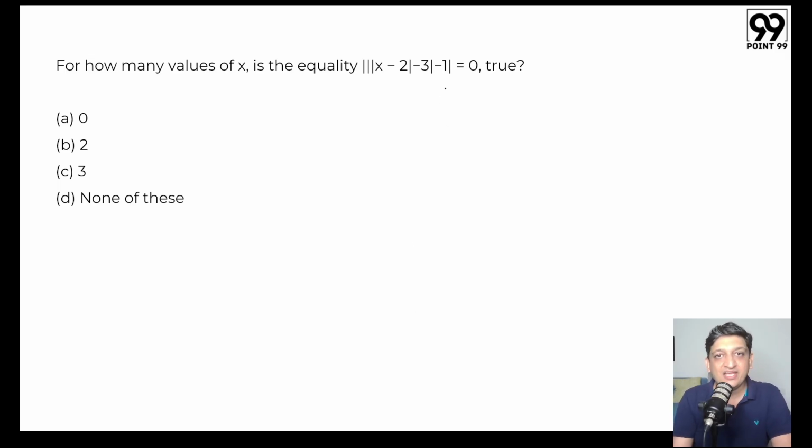So try this. In this case, I know that this entire thing is equal to 0. So I can say that this inner value or the expression that is there should be equal to 0, because even if I remove the modulus, the value has to be equal to 0. So I will be able to say that mod of x minus 2 minus 3, the modulus of this should be equal to 1 if this inner part is equal to 0.